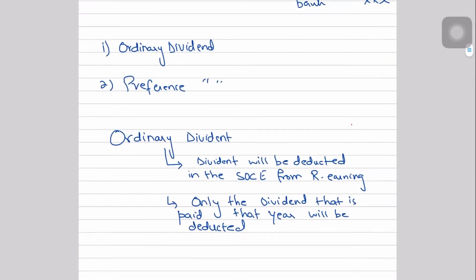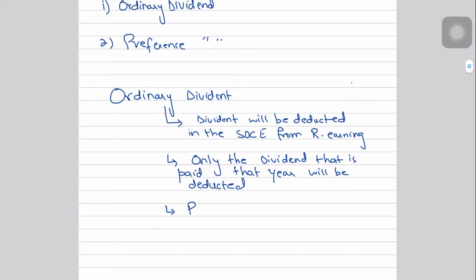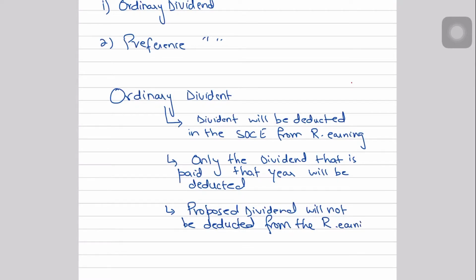The third thing you must know is that proposed dividend, that is the dividend that is proposed by the directors and is not paid by the end of the year, that dividend that has been proposed and has not been paid yet will not be deducted from the retained earnings. Okay, neither is it going to be included in the current liabilities section of the balance sheet. Neither will it be included in the current liabilities.